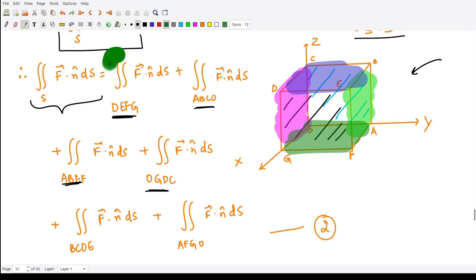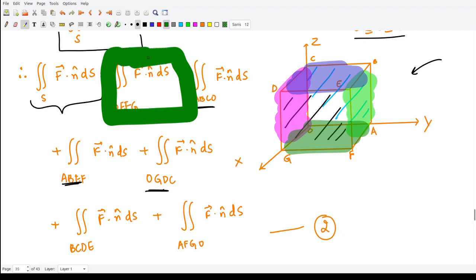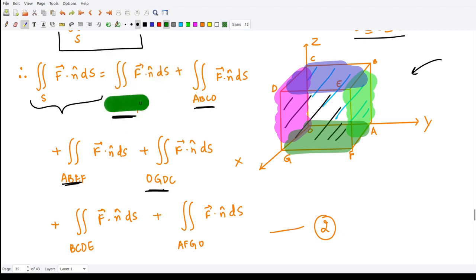So let's first look at this particular component, over the face DEFG. So that means we are now talking about this black portion, black face, right? Black shaded portion. So here, this black shaded portion is for this black shaded portion. Now let's see what do we have for this one, for this particular shaded portion.